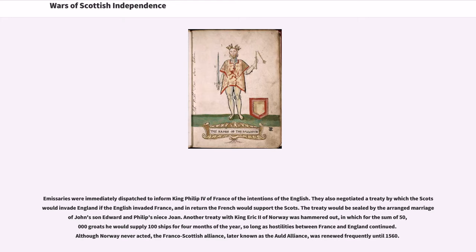Another treaty with King Eric II of Norway was hammered out, in which for the sum of 50,000 groats he would supply 100 ships for 4 months of the year, so long as hostilities between France and England continued. Although Norway never acted, the Franco-Scottish alliance, later known as the Auld Alliance, was renewed frequently until 1560.